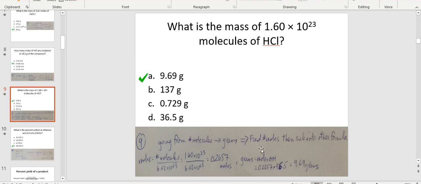We have to find the bridge. We have to find the number of moles. So the number of moles is equal to the number of molecules divided by Avogadro's number. You don't have to memorize any of this; you will have your formulas by your side. You substitute in what I gave you, 1.6 times 10 to the 23 divided by Avogadro's number. There's your number of moles. Plug that into your next formula. You have your molar mass always. And there you go, 9.69 grams.